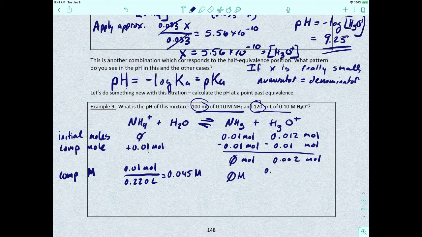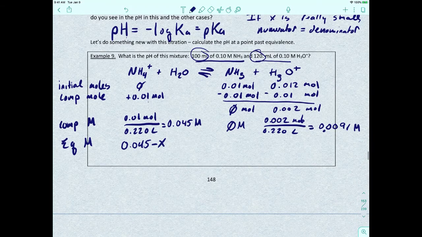And for H3O plus, that concentration is going to be 0.002 moles divided by 0.220 liters, and that's equal to 0.0091. Okay, so at equilibrium, the molarity will be 0.045 minus X for ammonium ion, plus X for NH3, and 0.0091 plus X for H3O plus.